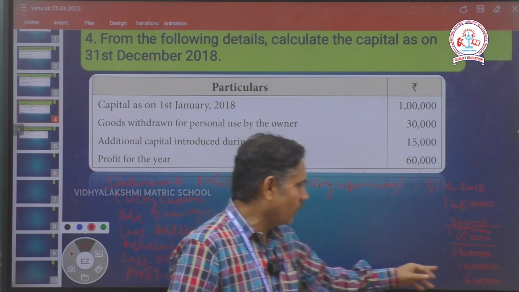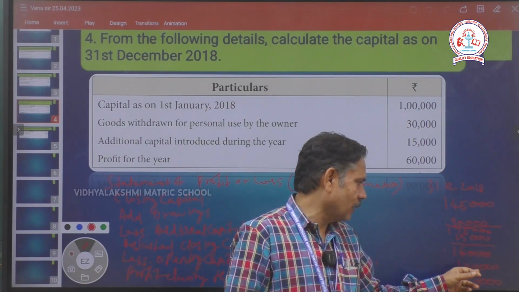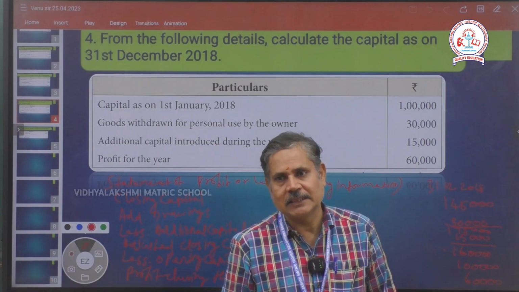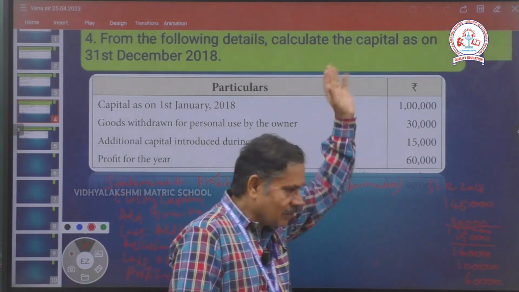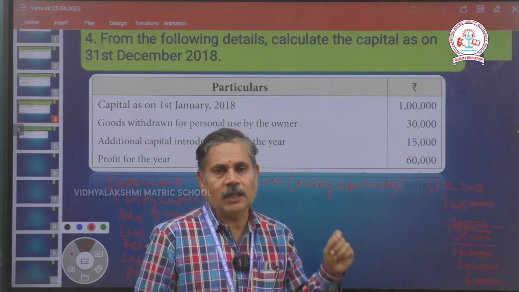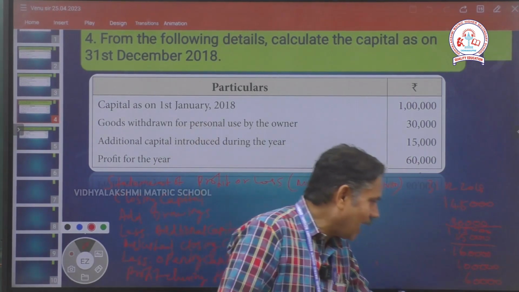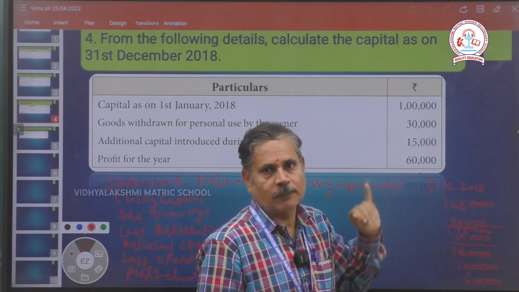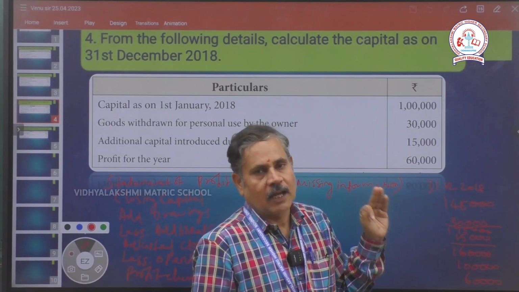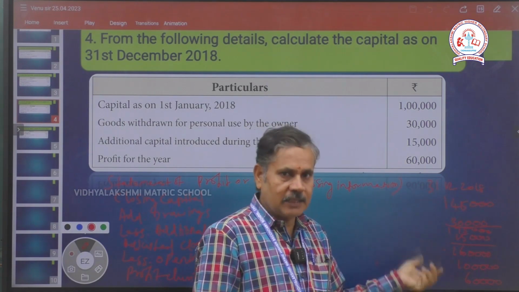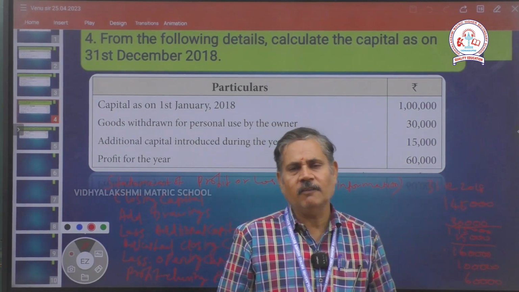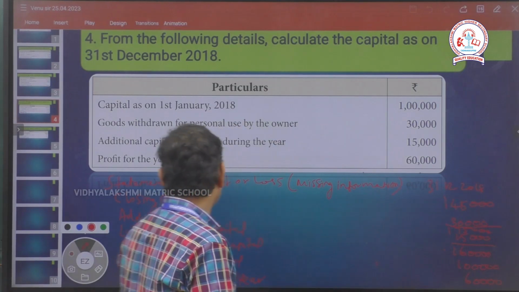After that, less opening capital. So 1,60,000 minus 1,00,000, remaining balance 60,000. Find out the answer is correct. Are you clear? So we can take the same order. While you find out the closing capital, we can add in reverse order. First you can add profit, opening capital, adjusted, then additional capital, then less drawing, find out the answer of closing capital. Are you clear, my dear students?